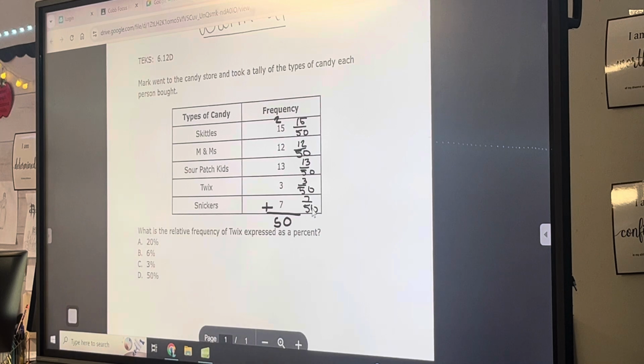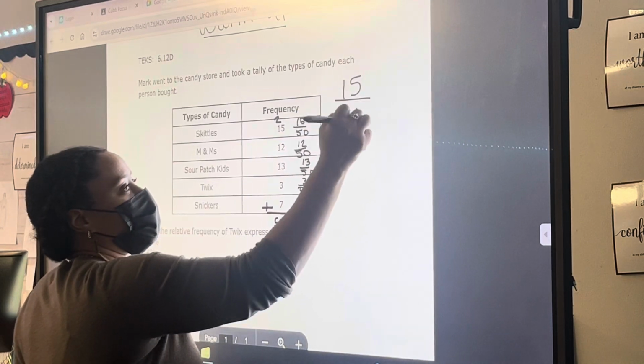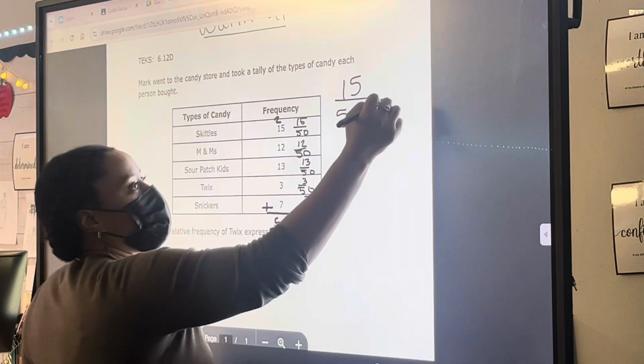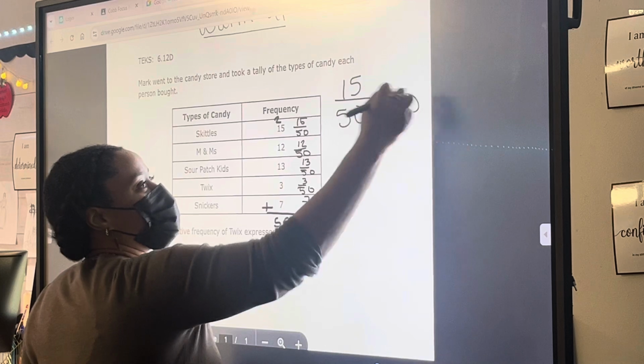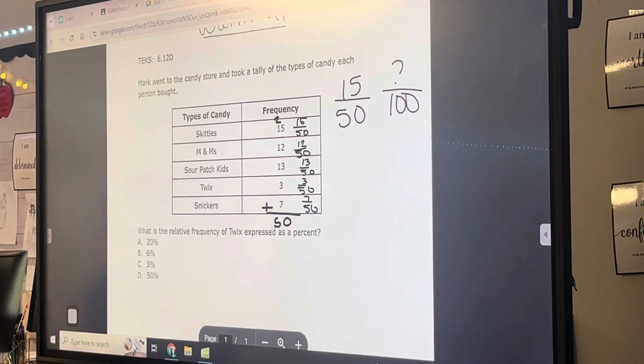Y'all remember? Scale factor. Remember that scale factor? Ooh, we don't remember. Okay, let me show you. So I have 15 over 50. And I'm looking for my percent, right? So I can set it up as percent over 100. So I want you to do this somewhere on the side of your paper. 15 over 50, that's my part over whole.